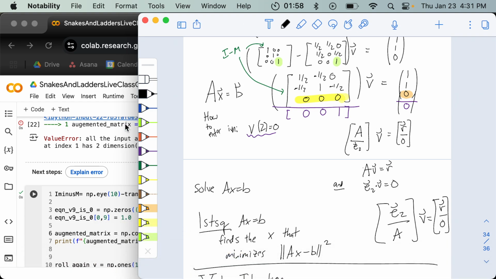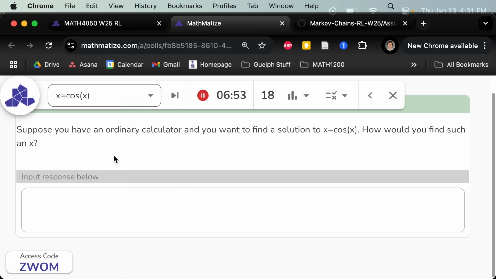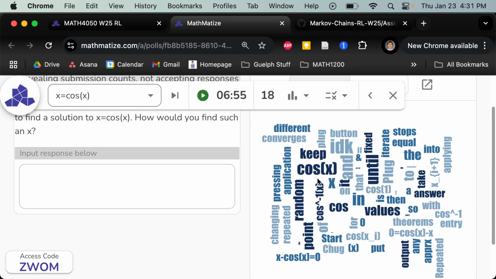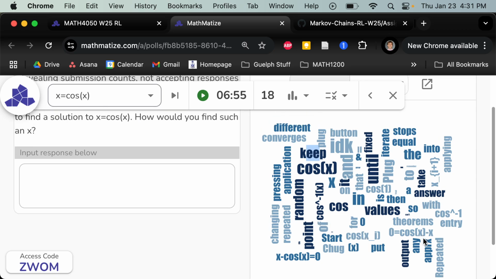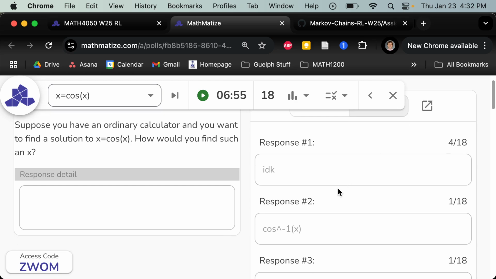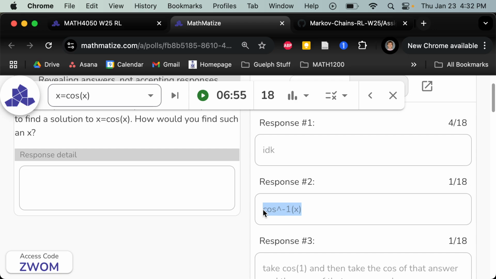What did people say? And this one is in this window over here. Oh, okay, great. Look at all these ideas. Okay, keep, random, point, output, repeated. I like repeated. Okay, let's see. I want to reveal all your answers. Okay. Cos inverse of x. Cos inverse will not help you, because when you do x equals cosine of x, if you apply cos inverse to both sides, then on the left-hand side you have cos inverse of x, and on the right-hand side you have x. So, turning this into this, you haven't actually made any progress. You still have to solve for x.